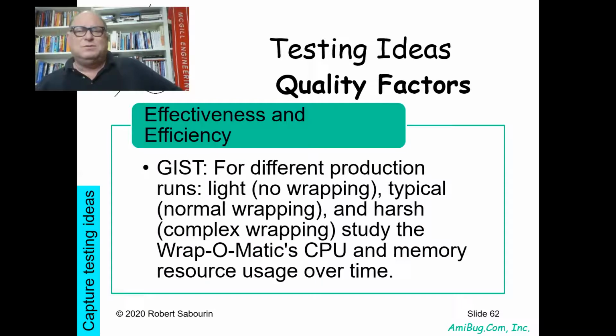Effectiveness and efficiency. For different production runs, light, typical, and harsh, study the CPU and memory resource usage over time. So you're modeling the type of production run and looking at how system resources are used. Is it efficient?